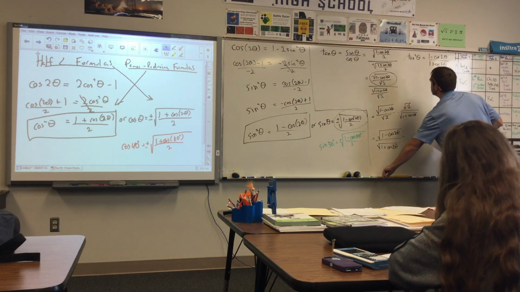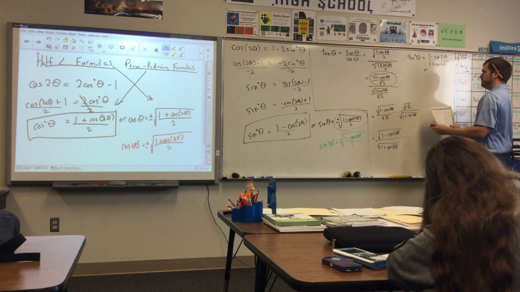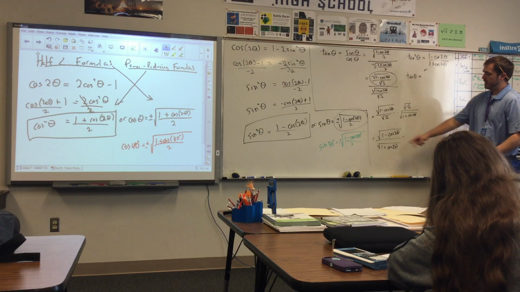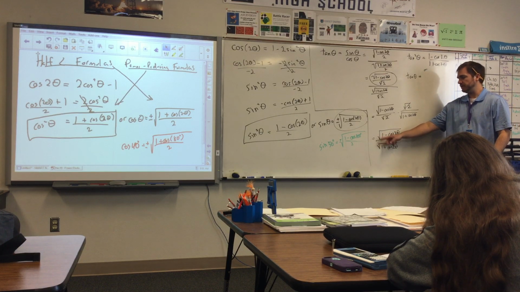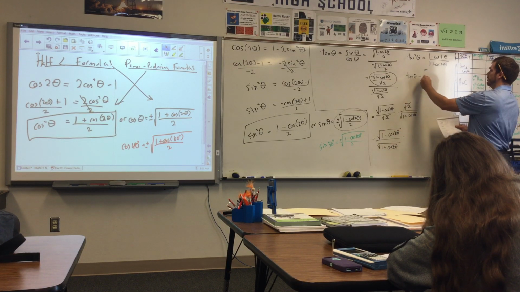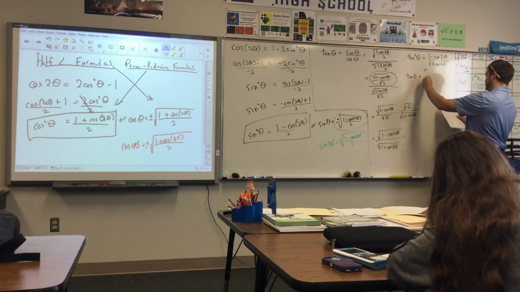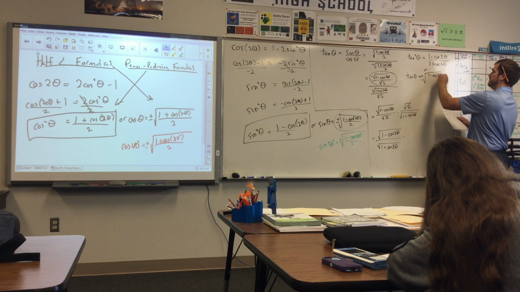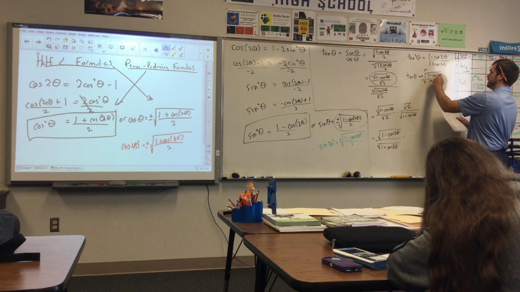So, if you want to, on your paper, and I recommend it, I would write tangent theta equals, now remember, if you've got a square root of the numerator over a square root of the denominator, you can put that radical sign over everything. So plus or minus the square root of 1 minus cosine 2 theta over 1 plus cosine 2 theta.